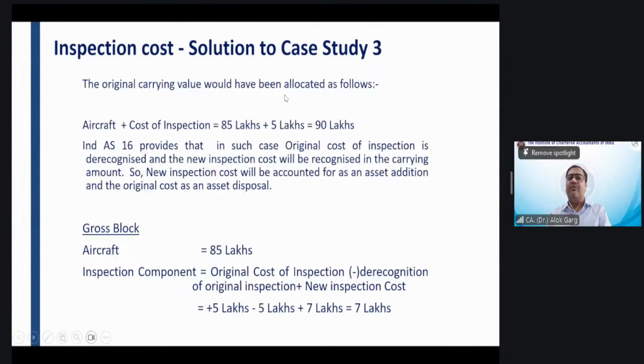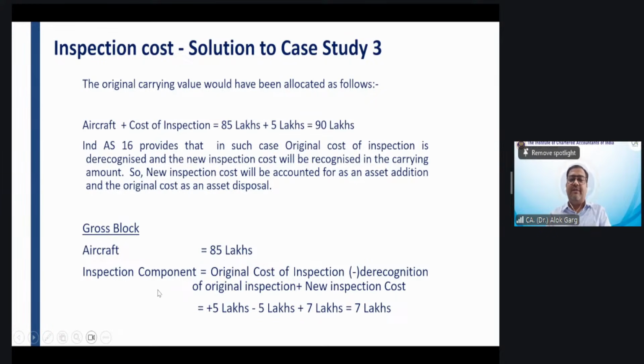The original carrying value would have been allocated as follows: aircraft plus cost of inspection, 85 plus 5 equal to 90 lakh. Ind AS 16 provides that in such case, the original cost of inspection is derecognized and the new inspection cost will be recognized in the carrying amount. So, the new inspection cost will be accounted for as an asset addition and the original cost as an asset disposal.